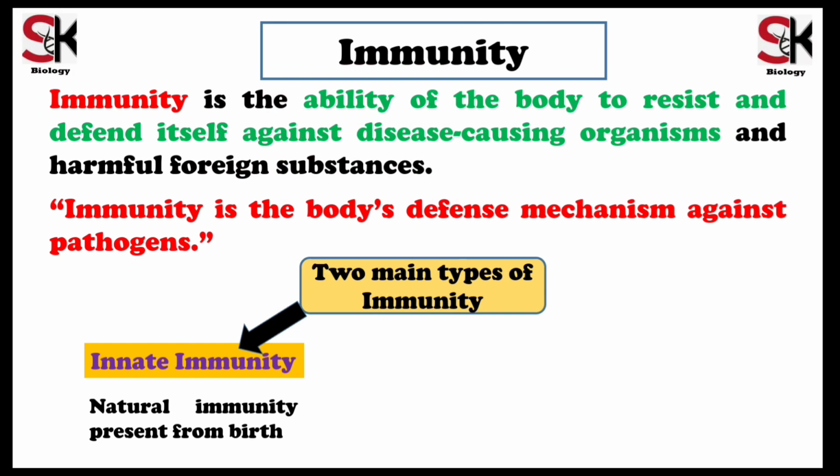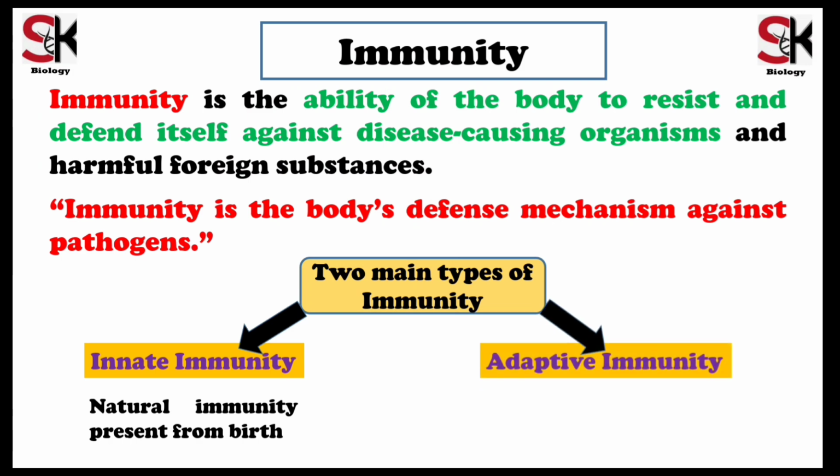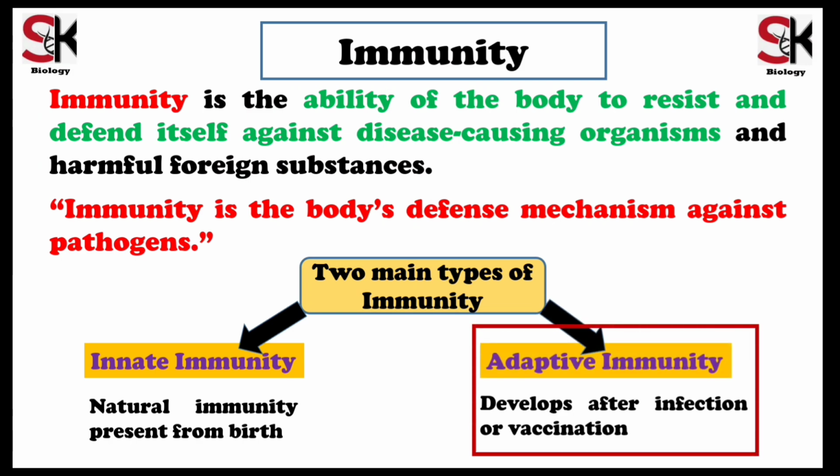In our last lecture, we have studied one type of immunity which is innate immunity. In this lecture, I am going to start about adaptive immunity. This immunity develops after infection or vaccination.